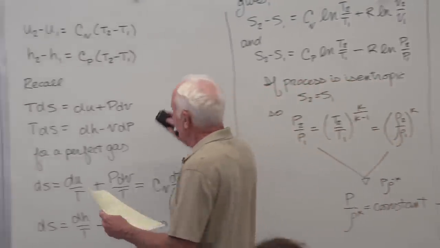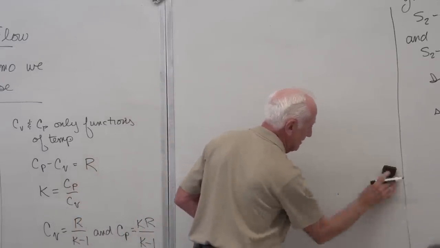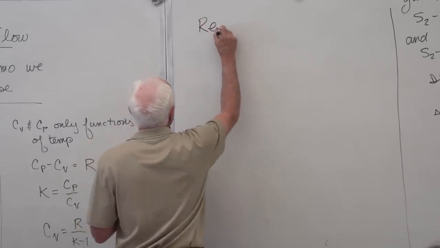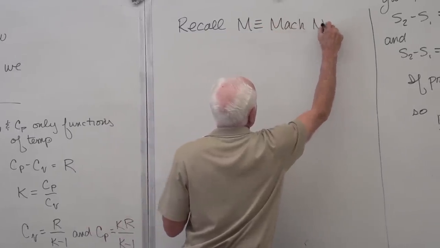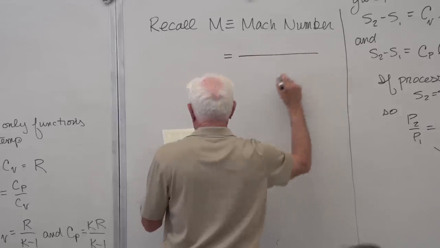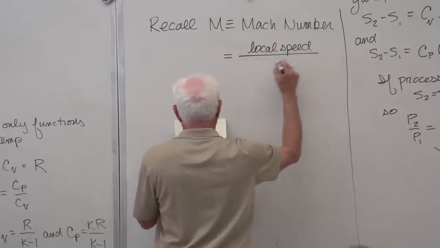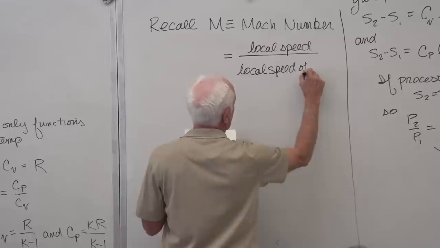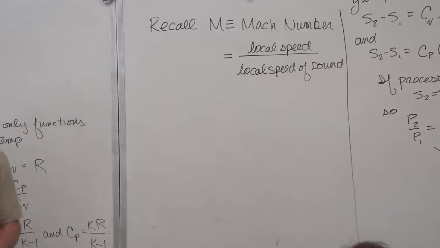Okay, so let's then define, go back, and we talked about the Mach number in the dimensional analysis chapter. So recall the Mach number. And that was defined as the local speed divided by the local speed of sound.